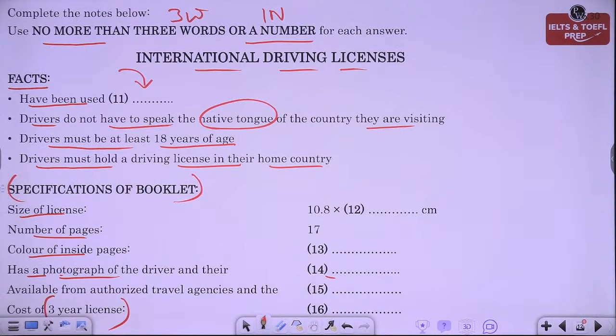The International Driver's Licence can only be purchased from authorised travel associations in different countries, but it can also be ordered on the internet. The cost, of course, varies from country to country and for the term or the duration of the licence. For example, a 1-year licence might cost approximately $40, whereas a 3-year licence costs double that. A 5-year licence will set you back about $100.